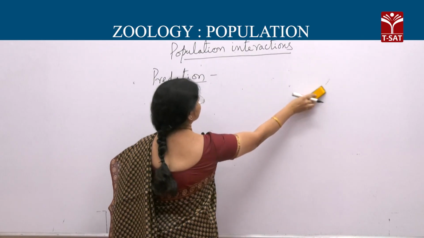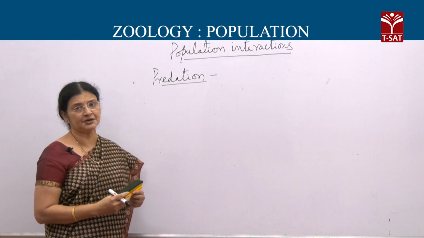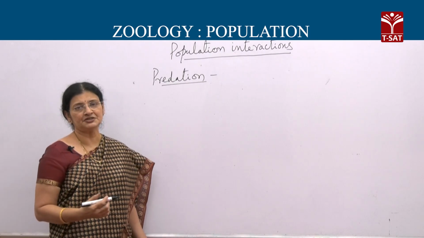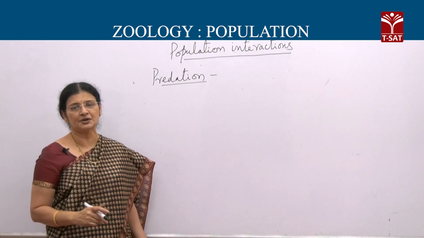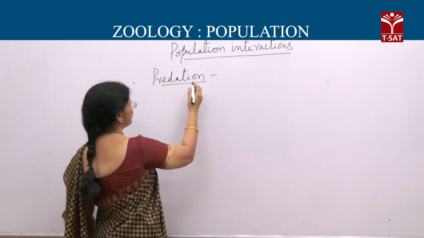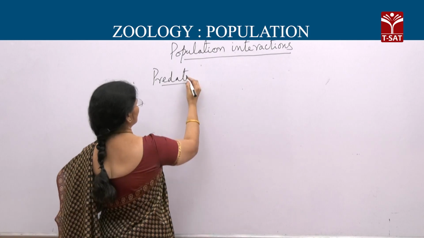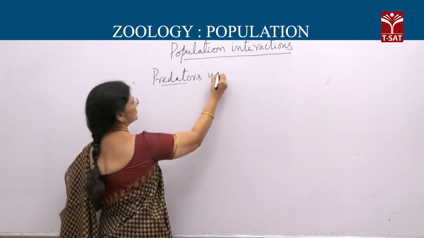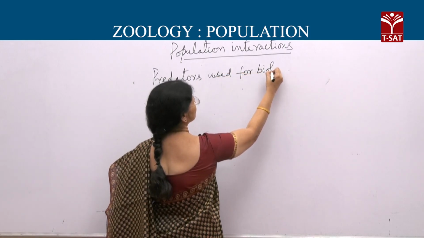Predation sometimes affects other organisms, but at the same time we are now making use of these predatory associations in the control of some pests also. So, predation, predators as biological control. Predators are used for biological control.